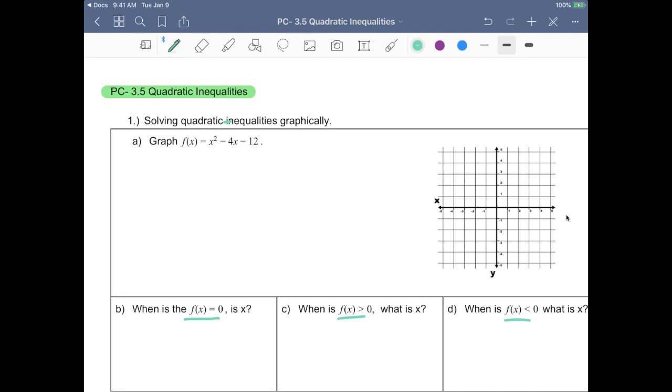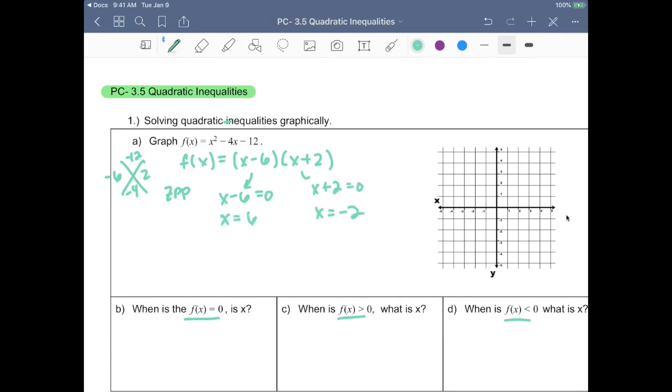I'm going to use the big X to factor, put my negative 12, my c value, on the top, and negative 4 on the bottom. What multiplies to negative 12 and adds to negative 4? I get negative 6 and 2. So f of x is equal to x minus 6 times x plus 2, which means using the zero product property, I get x minus 6 equals 0 and x plus 2 equals 0. So x is equal to 6, and x is equal to negative 2.